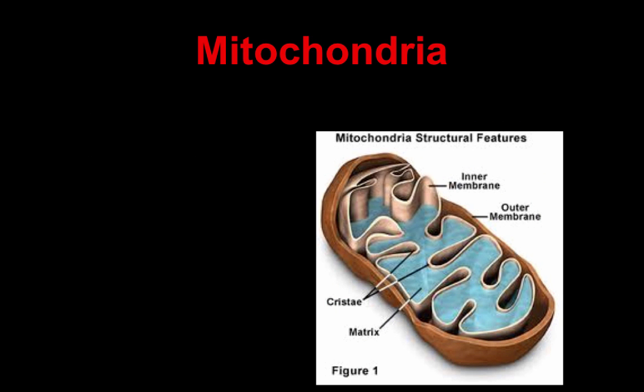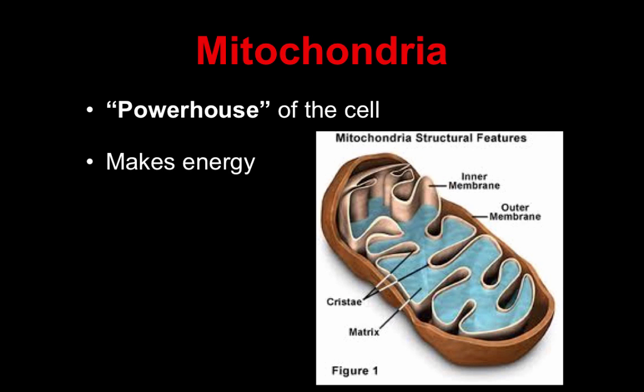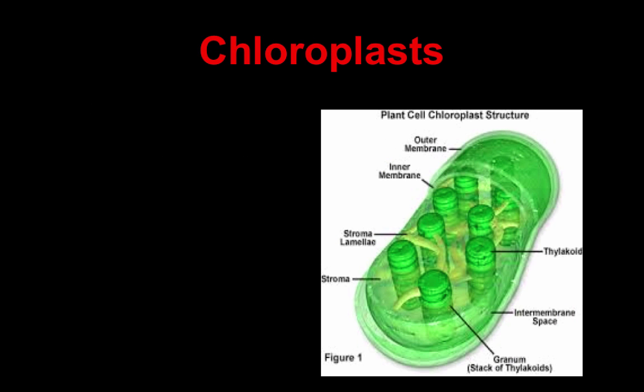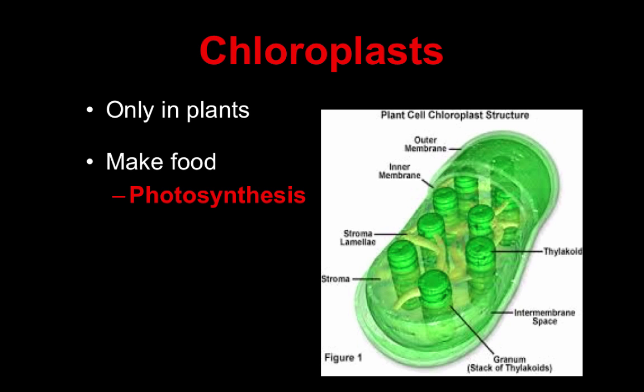The mitochondria are the powerhouses of the cell because they produce the energy that the cell needs. And we'll look at this process in the next unit. Chloroplasts, which are only found in plant cells, are the site of photosynthesis that makes food for the cell.